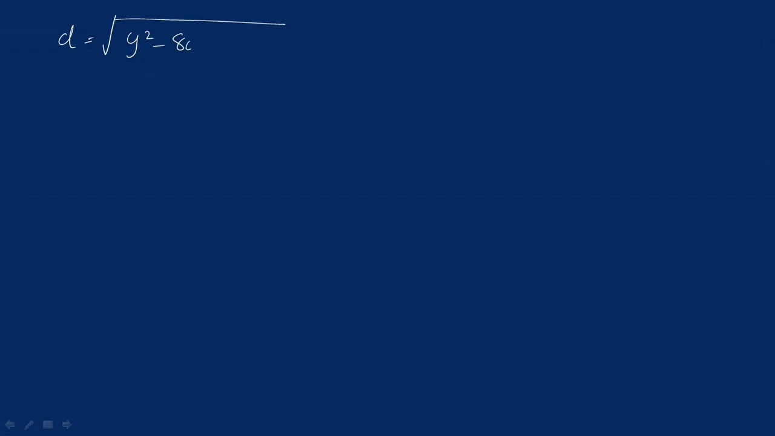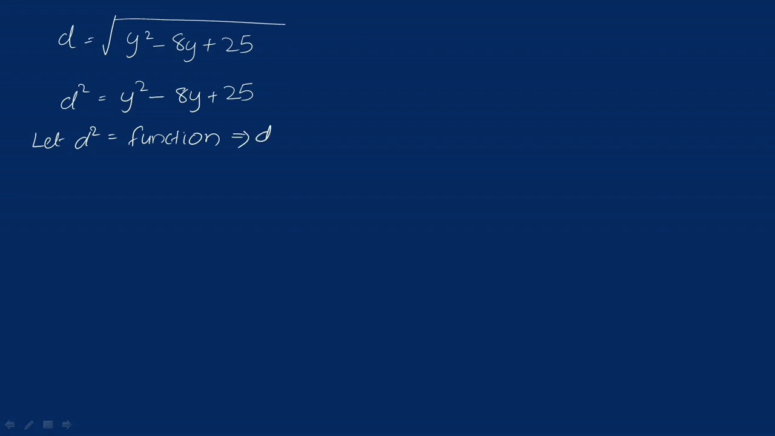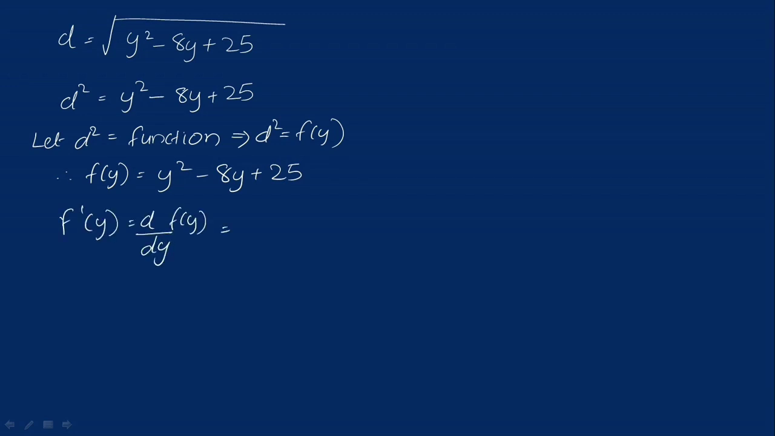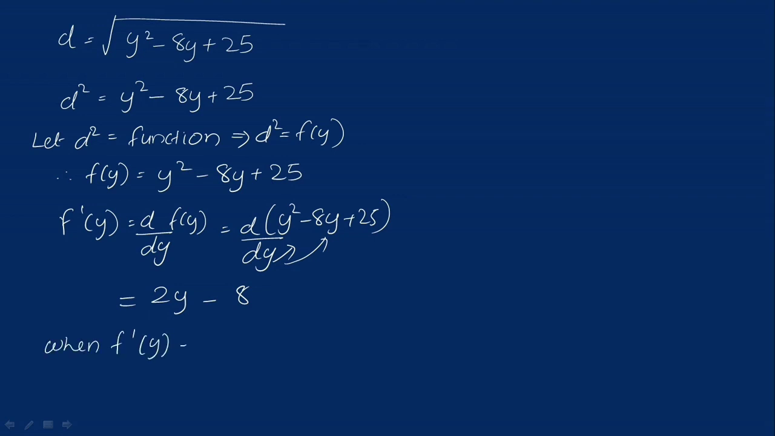We have d is equal to root of y square minus 8y plus 25, or d square is equal to y square minus 8y plus 25. Root and square are cancelled here. So y square minus 8y plus 25. Let d square be the function, so we can write d square is equal to f of y. So f of y is equal to y square minus 8y plus 25. What is f dash of y? That is d by dy of y square minus 8y plus 25. That is d by dy of y square, that is 2y, d by dy of minus 8y, that is minus 8, d by dy of 25, 0.